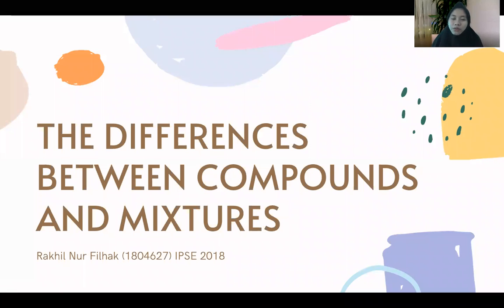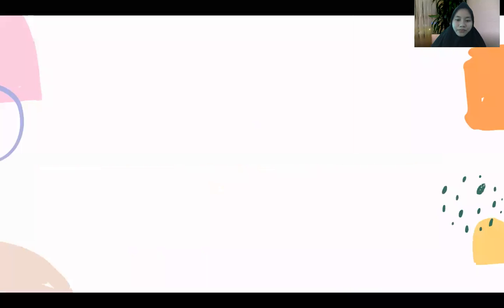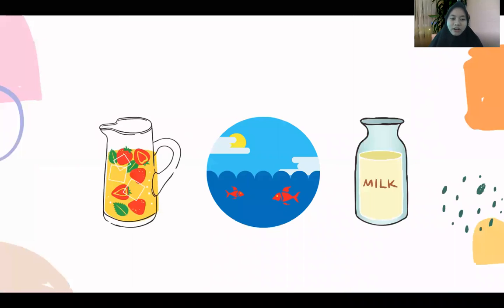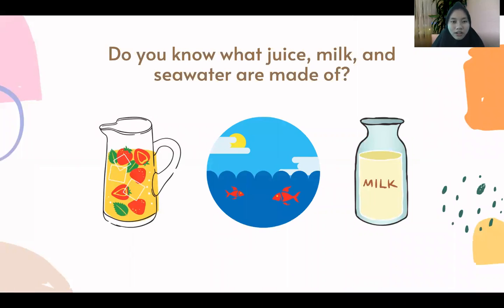Here in this video, we want to learn about the differences between compounds and mixtures. Have you ever heard about compound or mixture? Here we have some materials: juice, seawater, and milk. Do you know what juice, milk, and seawater are made of?